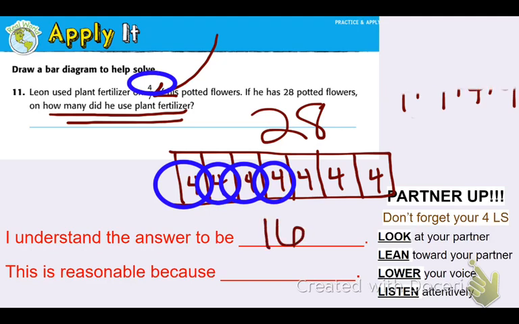So the question asks, how many did he use plant fertilizer on out of the 28 potted flowers? I understand the answer to be 16 of his potted flowers got some fertilizer. It's reasonable because I know 4/7 of 28 is 16. And so I know I have the correct answer.